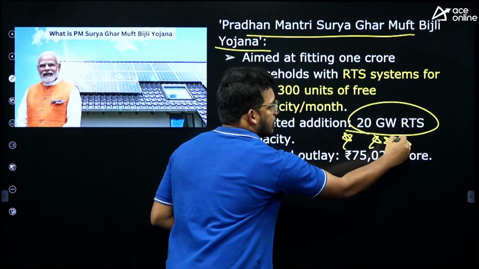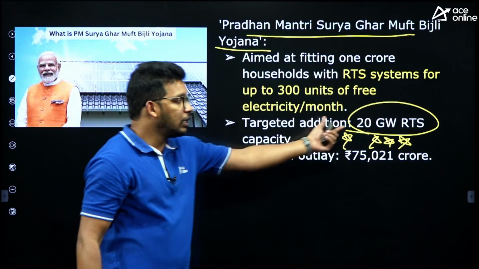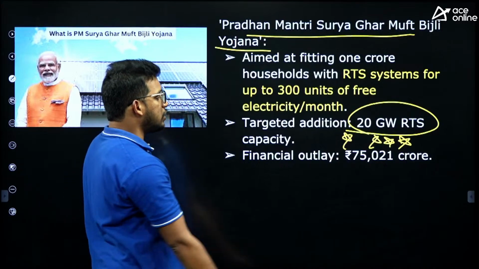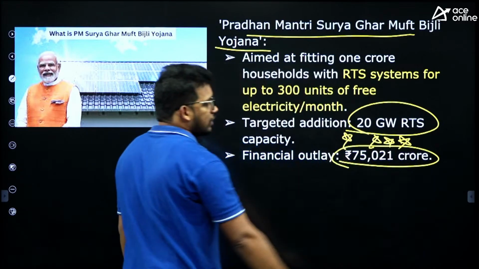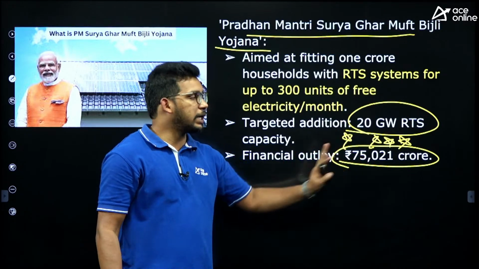This will be asked in the exam, right? Through this scheme, what is the aim for India's rooftop solar energy? 20 gigawatts of rooftop solar energy, and the total funding support for this scheme was 75,021 crore. This is the budget allocated.